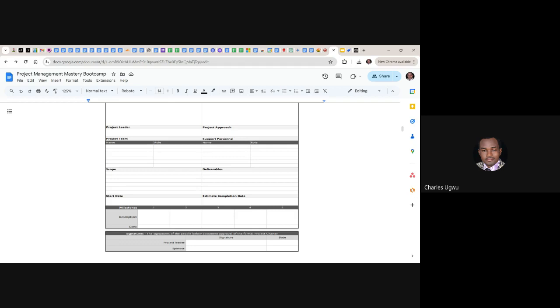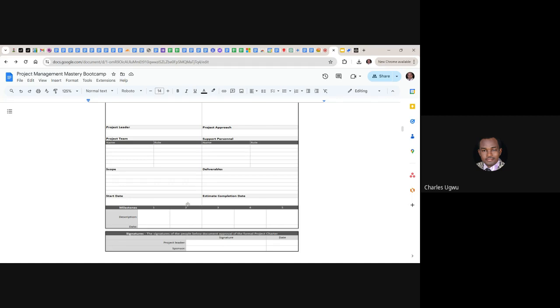So it's important to capture scope at the beginning, and when a situation comes, you should be able to use this to protect yourself. Here you capture key deliverables within this project, and then here you capture the dates: the expected start date, the start date, and the expected completion date.